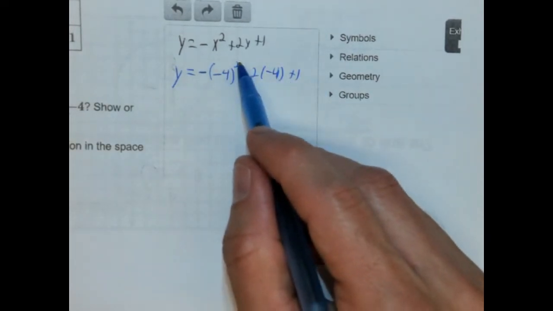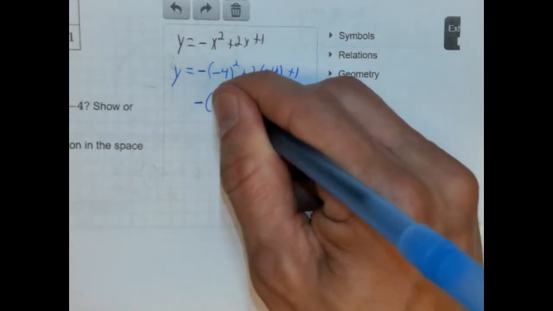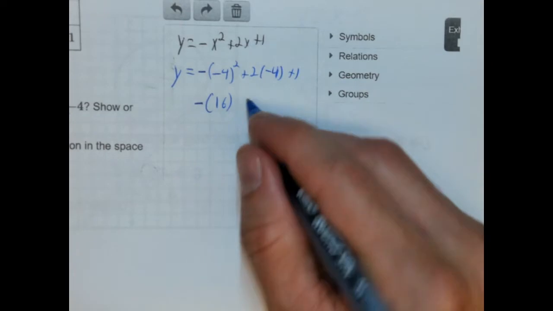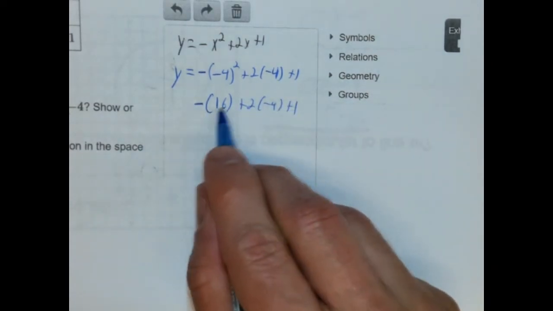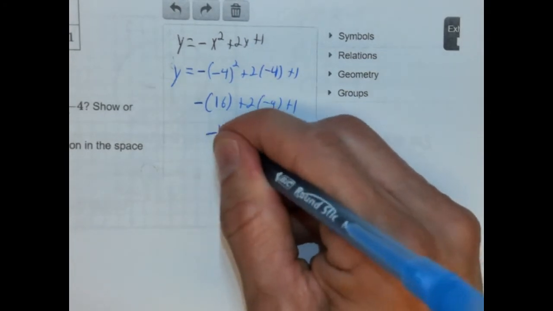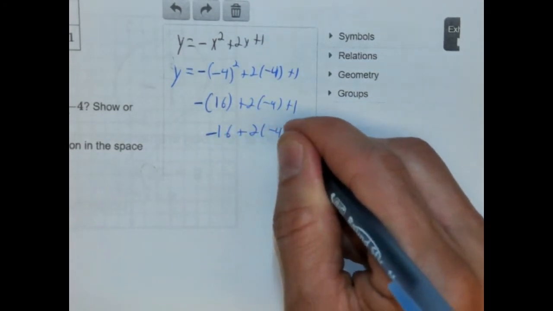So we're going to do negative 4 squared, which will be positive 16, but you have that negative sign waiting for it, so it's essentially going to become a negative 16. So 2 times negative 4 plus 1. So let's do negative times 16 is negative 16. Negative 16 is right here. Plus 2 times negative 4 plus 1.